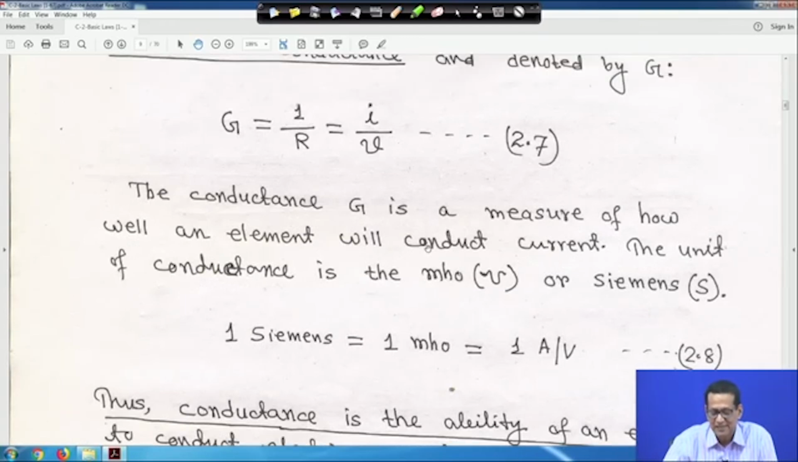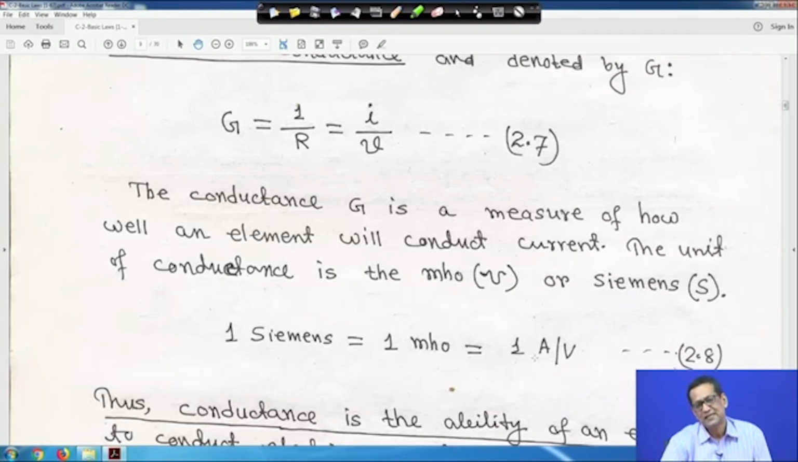Ohm is the unit of resistance. Conductance is its reciprocal, and its unit is the mho, whose symbol is just the opposite, or Siemens, in short S. That is the unit of conductance. So, 1 Siemens is equal to 1 mho is equal to 1 ampere per volt, because conductance is I over V, ampere per volt.